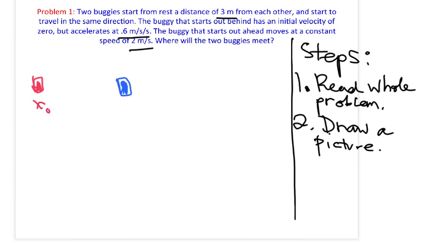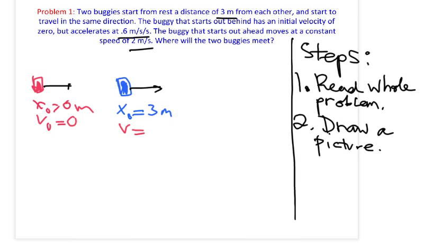So I have x naught equals 0 for the red buggy and x naught equals 3 for the blue buggy. And they both start going in the same direction, this way. I know that the buggy that starts out behind has an initial velocity of 0, so my red guy has v naught equals 0, and the buggy that starts out ahead has a velocity of 2 meters per second.